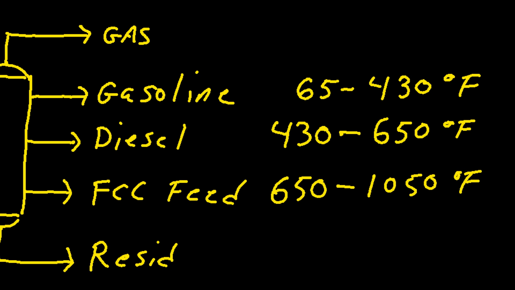The next stream down, the stream that boils even higher than cat feed, is resid. And that boils at about 1,050 degrees Fahrenheit as a starting point. And what we do is it just keeps going. So we'll just call that 1050 plus. It starts boiling at about 1,050 degrees, and it doesn't really end, because as we get things that hot, they stop boiling, and it'll just form coke. And so that is a summary of the boiling ranges of the materials we just talked about.